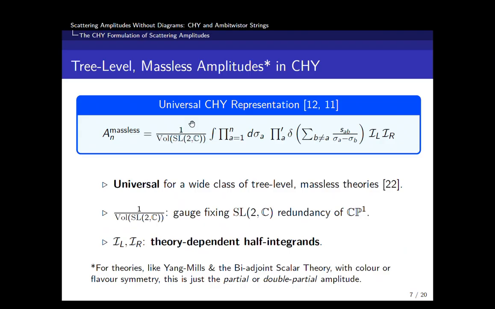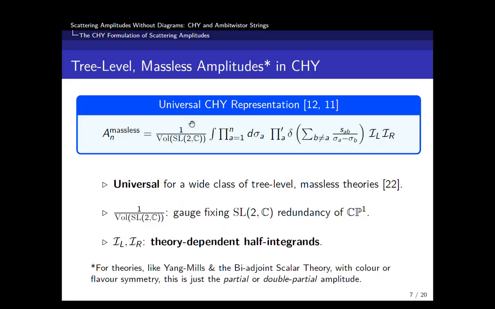Now I do have an asterisk. This is indeed the full tree-level amplitude for any dimension. It's dimension agnostic, which is nice, for my massless particles. But this is just for theories without color or flavor symmetry in the external legs. So for gravity, this is fine. But for, say, Yang-Mills or the biadjoint scalar theory, where we have color or flavor symmetry, this is just the color-stripped amplitude, or the partial or double partial amplitude. That was just a bit of a footnote.